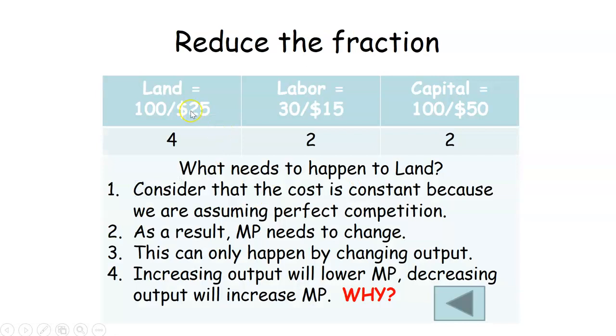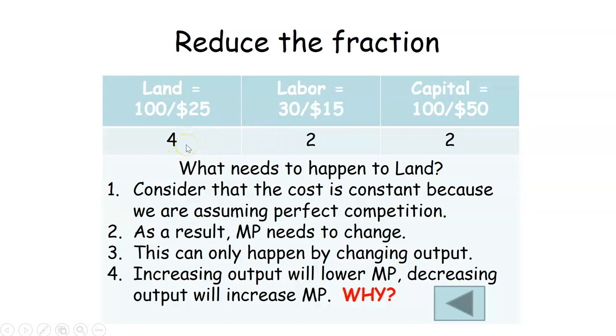So for firm A, the marginal product of 100 divided by $25 is going to give us a marginal product per dollar of 4. We do the same thing for labor. 30 divided by 15 is 2. And capital, 100 divided by 50 is 2. Now notice 4, 2, and 2 are not all equal. Now 2 and 2 are equal, so clearly we have to do something to land to get this down to 2. So the least cost combination is going to assume that all 3 of them are going to be the same. So we need to move this down to 2.